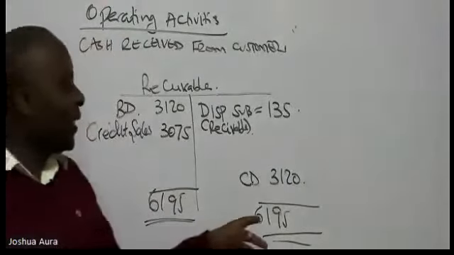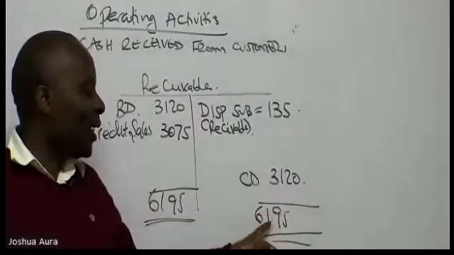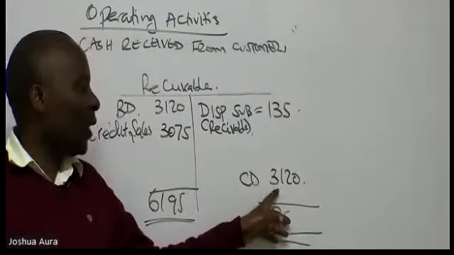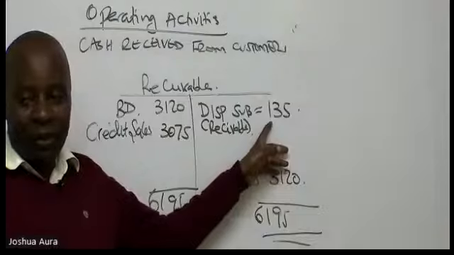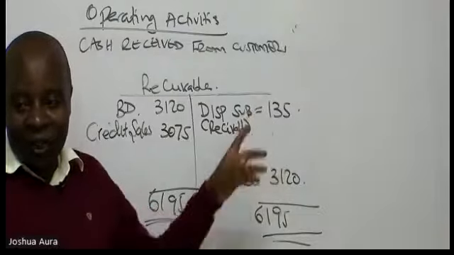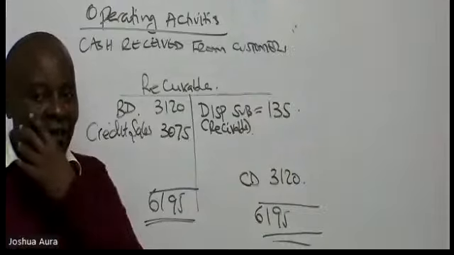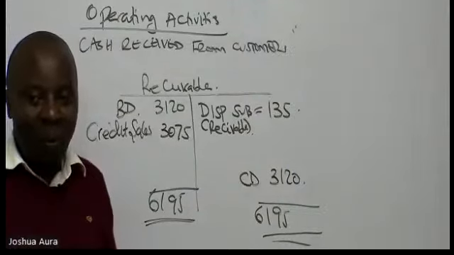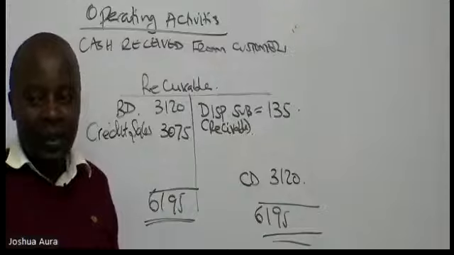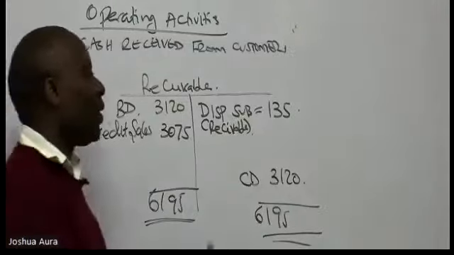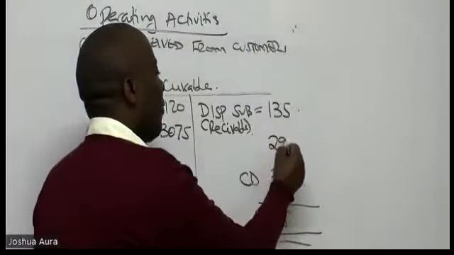Could you kindly subtract these two from this? Take 6195 minus 3120 minus 135 to get the balancing figure. What do we have there? Somebody? 2940, right? So this 2940 is the balancing figure.